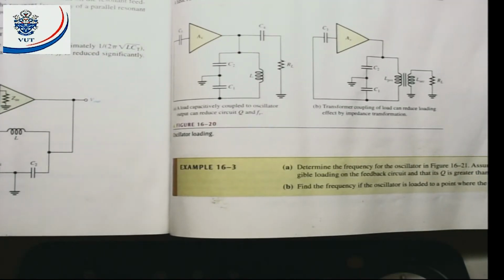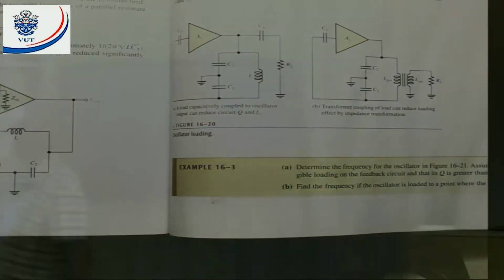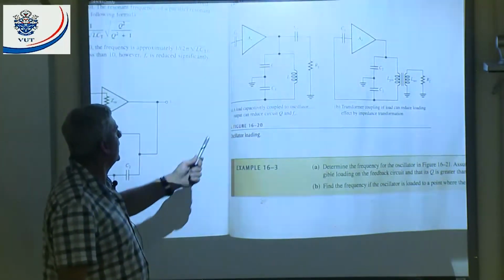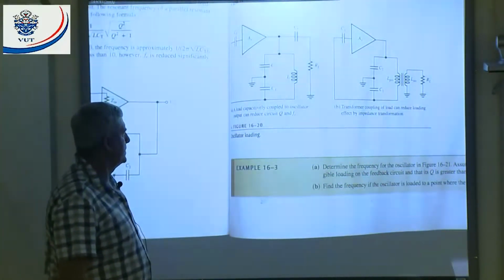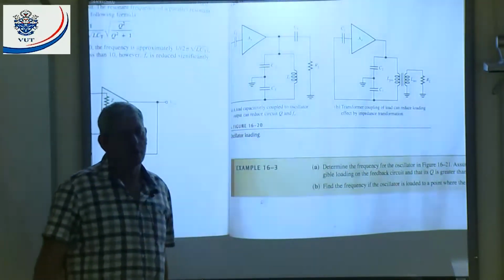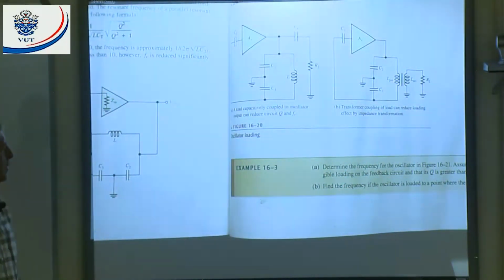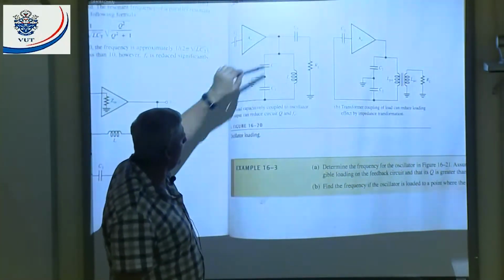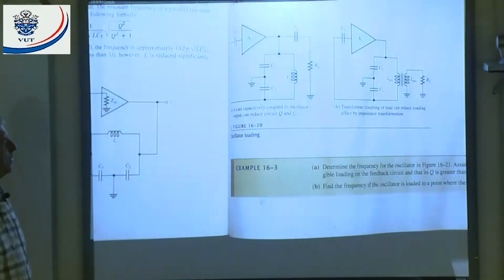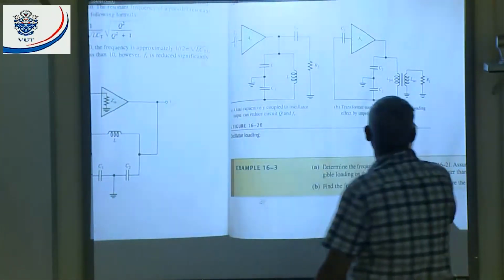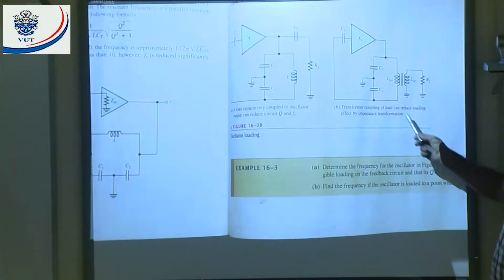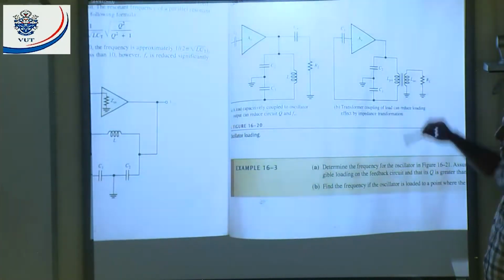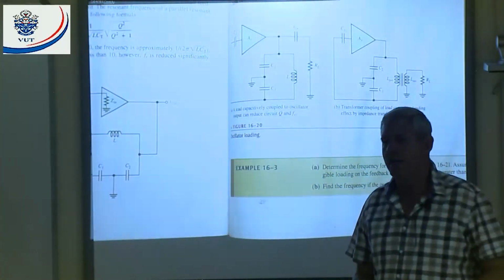All right, on the output side, we can also load my resonant circuit. They say a load capacity coupled to the oscillator output can reduce the circuit Q and FR, my quality factor or my Q factor and my resonant frequency. If it's capacitively coupled, I can also load my resonant circuit. What we can do, we can make use of transformer coupling to reduce the loading effect by impedance transformation. That means by doing that, I can reduce the loading effect on my resonant circuit.